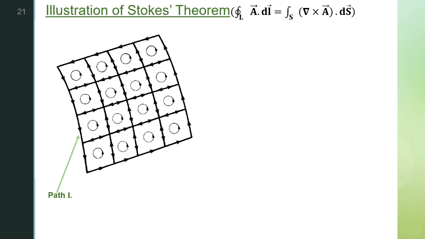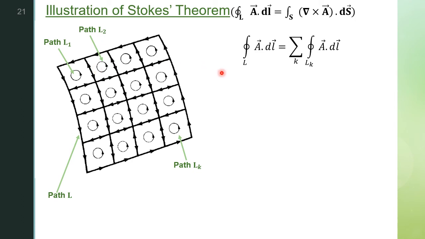Now we'll try to illustrate Stokes' theorem. We have already seen the equation: the closed integral over L of A dot dl is equal to the integral over the surface of del cross A dot ds. So we are considering a closed path L where a vector field A is circulating around the closed path. In order to prove this, we divide this closed path into a number of small paths L1, L2, and so on up to Lk. Along each path there is a circulation of the vector, like that all the k paths will have a circulation around them.